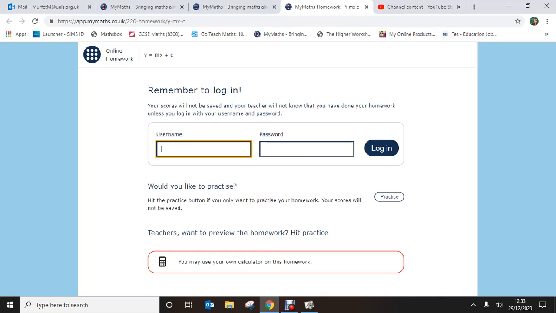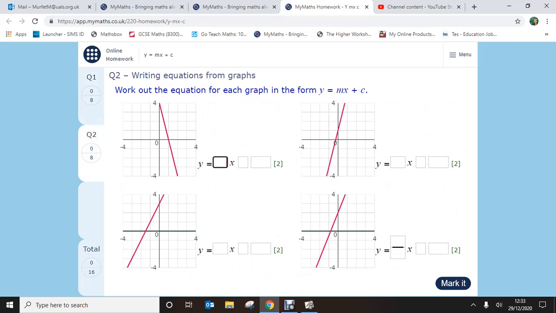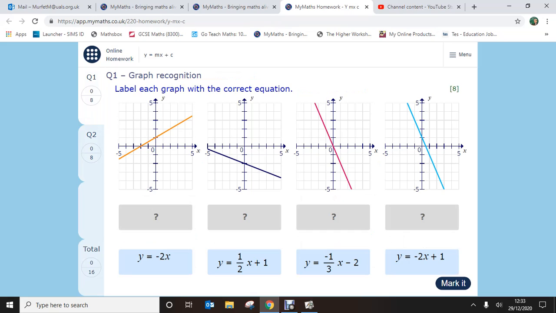Okay, so going forward through this homework, y equals mx + c. There's two questions on it. One was to label each graph with the correct equation, and the second question was to work out the equation for each graph in the form y equals mx + c. So we're just going to talk through each question and then put in the answers.